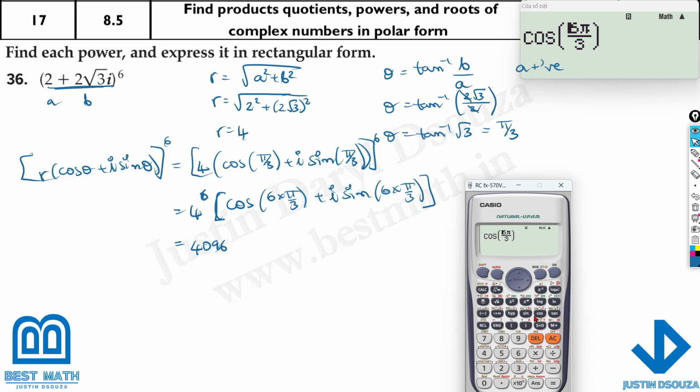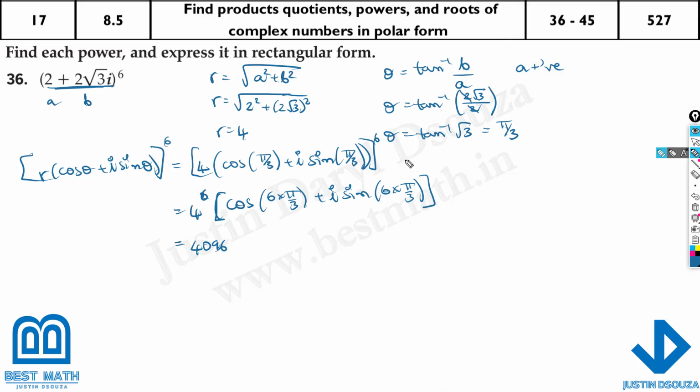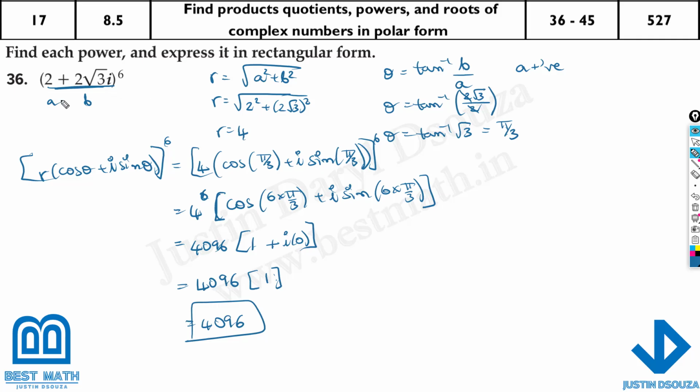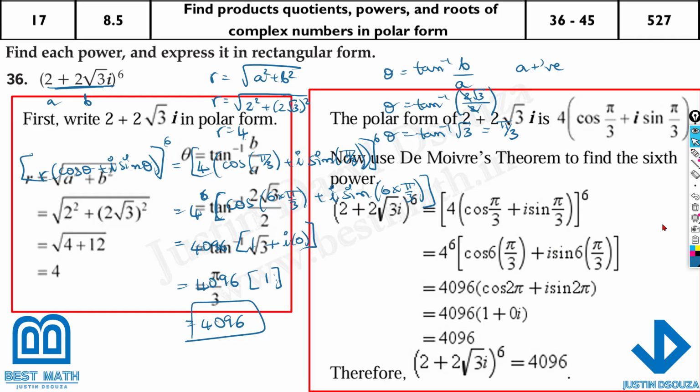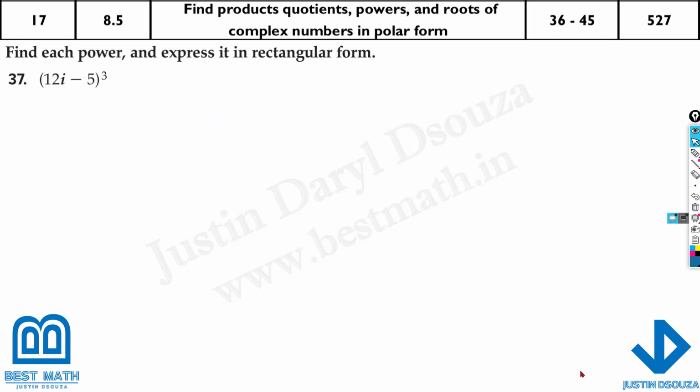It's 1. And then over here, sine 2 pi will be 0. So here the real part is 1 plus i times 0. That is the imaginary part. So what's going to be the answer? Here we have 1 plus 0. Basically, it's 1 itself, because i times 0 is 0. So that will be 4096. That is the answer. If you raise this given rectangular form to the power 6, you will have 4096 as the answer. And that's the final answer.